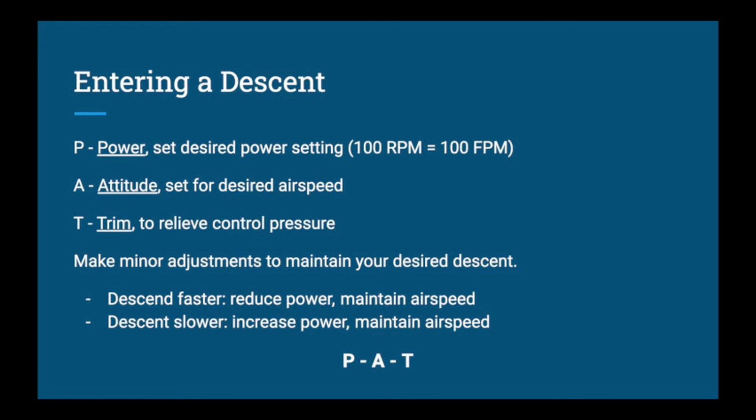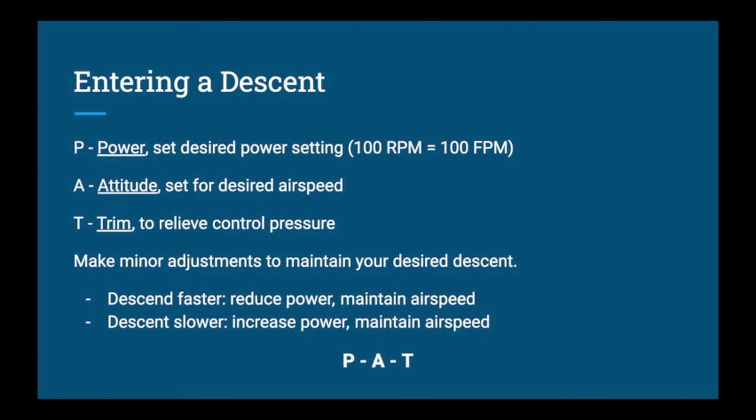Your attitude, set for desired airspeed. So if we're going 90, we want to descend at 80, you're going to hold it in cruise until your airspeed is at 80 knots, and then allow the nose to drop to maintain 80 knots. Next, trim. Always trimming to relieve control pressure. So power, attitude, trim, and the steps to follow for each one.